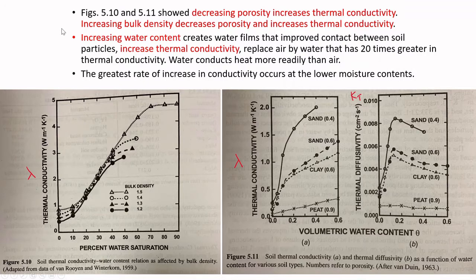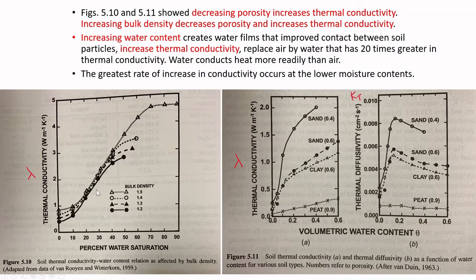This slide shows figures 5.10 and 5.11. Figures 5.10, 5.11 show decreasing porosity. If you decrease the porosity, you increase thermal conductivity. What happens is that if you increase the bulk density, you decrease the porosity, hence increase thermal conductivity. Is it clear? It is quite clear here.